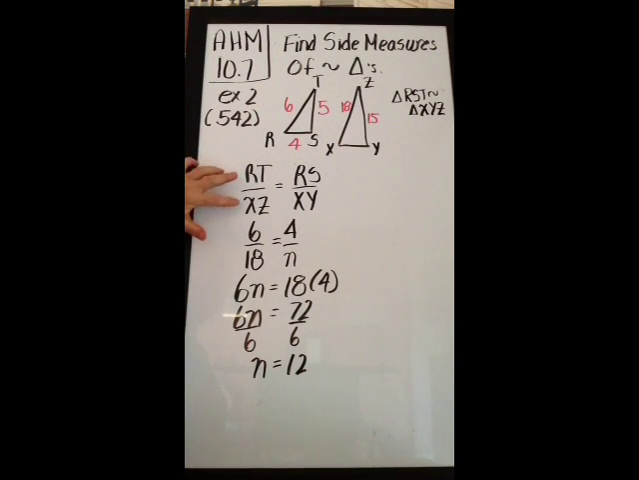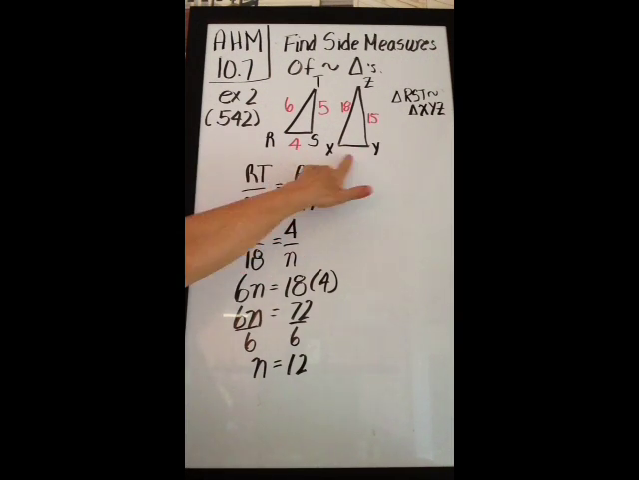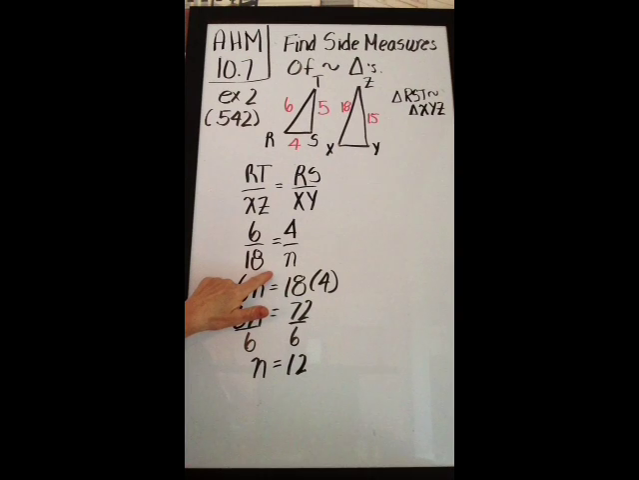Okay. I know RT's length is 6. I know XZ's length, it's 18. I know RS's length, but I don't know this one. So I set it up as a proportion. I know in a proportion the cross products are equal. So 6 times n is equal to 18 times 4. 18 times 4 is 72. So now I have 6n is equal to 72. I divide both sides by 6, and I get n is equal to 12.